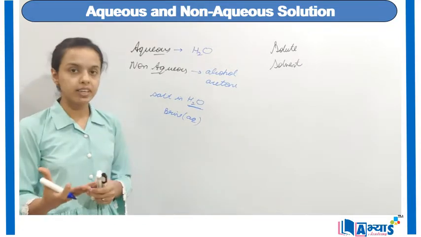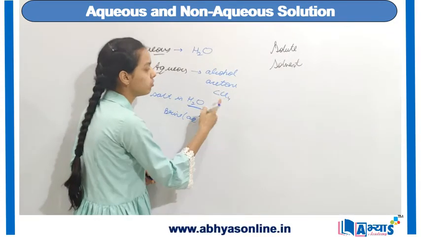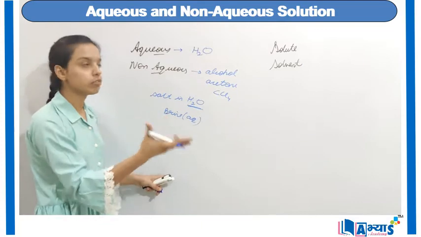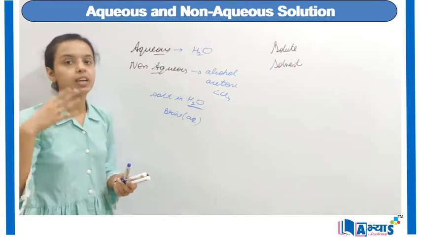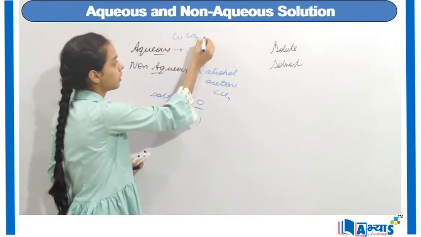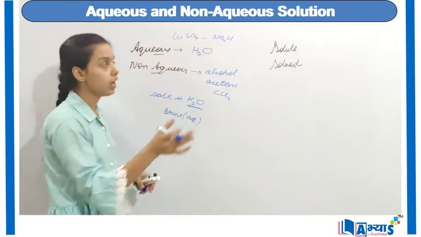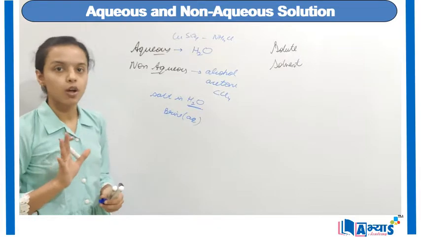Various solvents can be alcohol, acetone, it can be CCl4, which is carbon tetrachloride. All these can be solvents for a non-aqueous solution. Whereas in an aqueous solution the solvent has to be water. I can even mix copper sulfate, or I can mix ammonium chloride, NH4Cl. All these can be solutes, but the solvent will always remain as water.